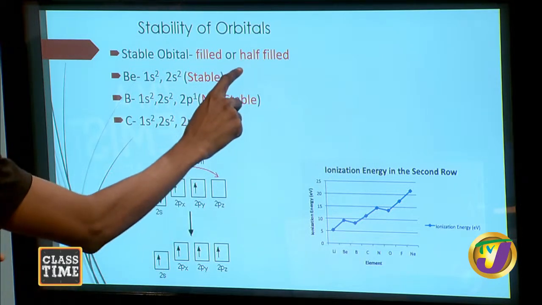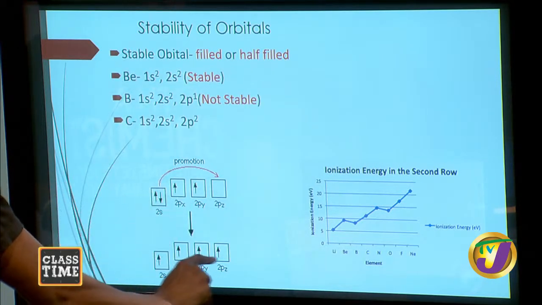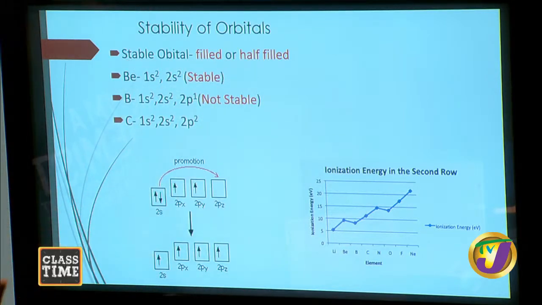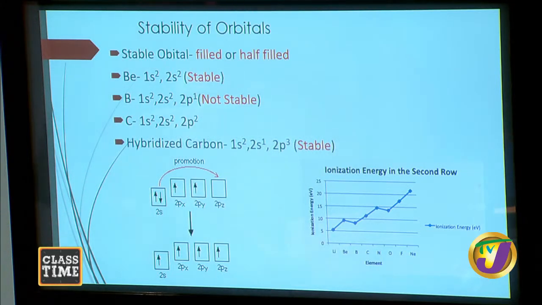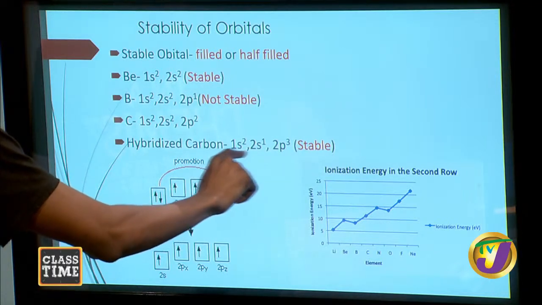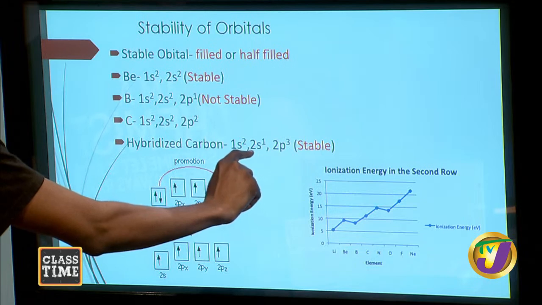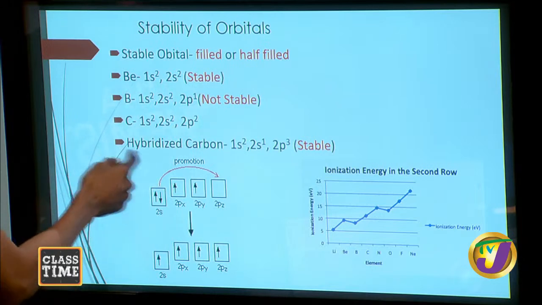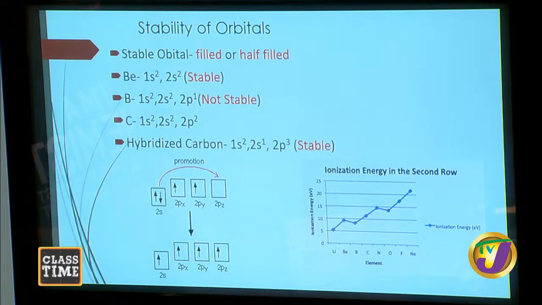is half filled, therefore it is stable, and the 2p is also half filled with 3 electrons, thus it is stable. Once an orbital is full or half filled, it is stable. The half filled state might not be as stable as the completely full state, but it is still stable. So we'd end up with an electronic configuration like this: 1s2, 2s1, 2p3, and that would be a stable configuration, and this is termed hybridization. Hybridization is basically the mixing of 2 atomic orbitals to form something more stable.